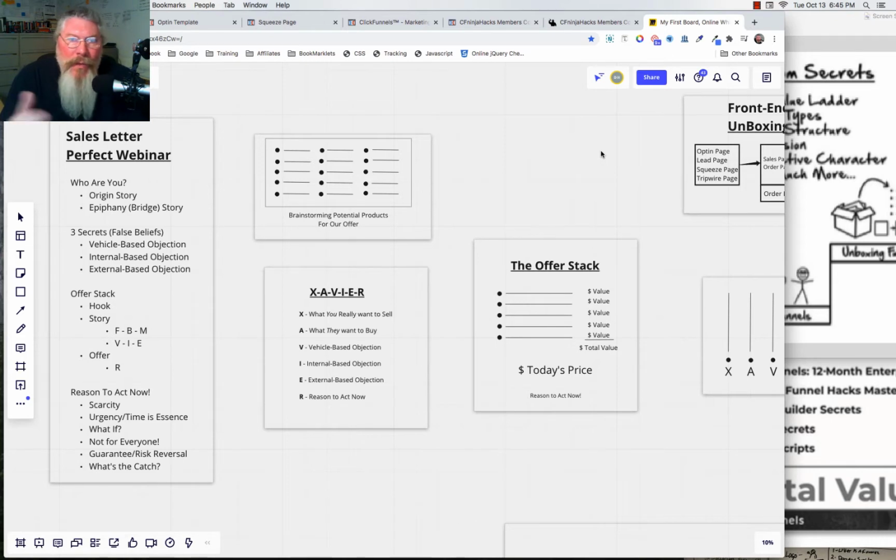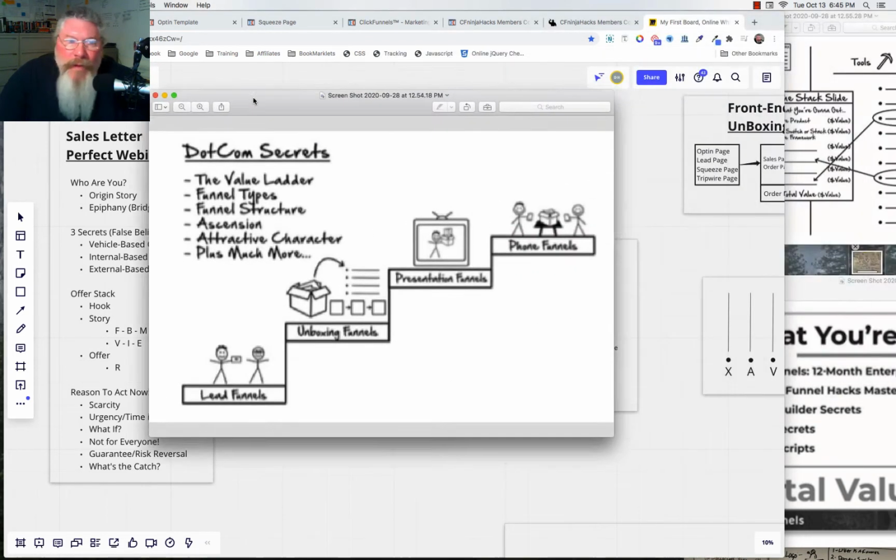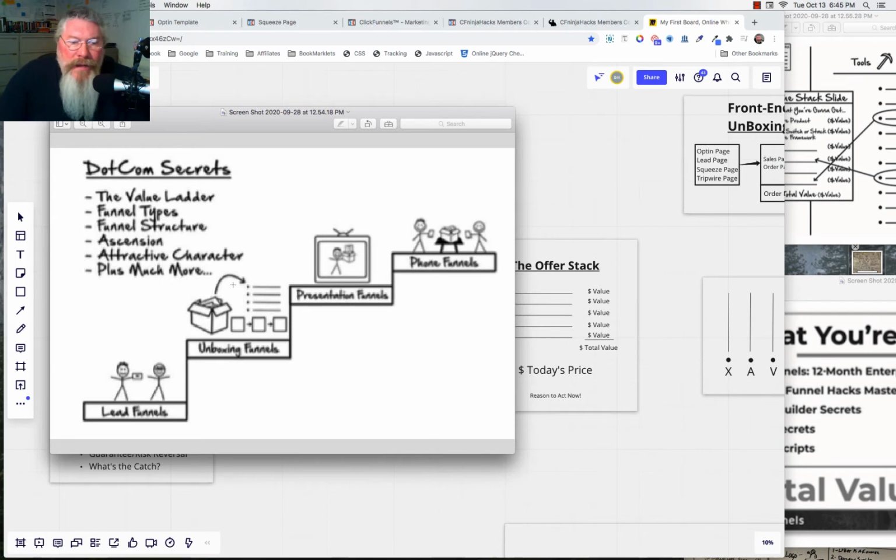from other webinars, from Stacks, from, as I say here on the left-hand side, from the Perfect Webinar. And it's also things you've seen inside of the OFA training where you write down all of the potential things, all the potential products you could put into your offer. But what I really was missing was this concept right here.